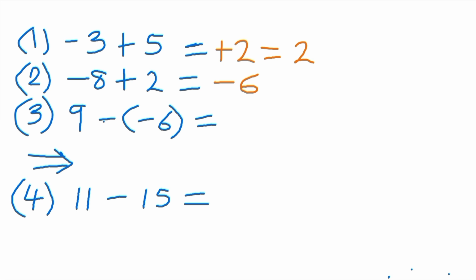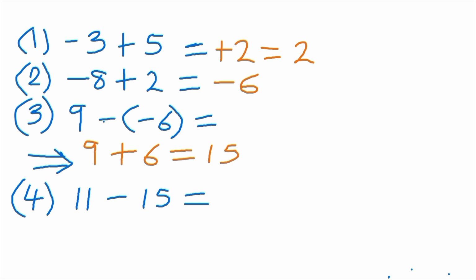Number 3 says 9 minus minus 6, so you have the minus in the bracket there. That means the minus, or the negative sign, is going to multiply the negative sign in the bracket. So minus times minus will give us plus. So we can rewrite a problem like this as 9 plus 6. Why? Because a negative sign multiplied by a negative sign will give you a positive sign. So we now have 9 plus 6 as a simplification to that. And 9 plus 6, we all know, will give us 15. So that is the answer to that.